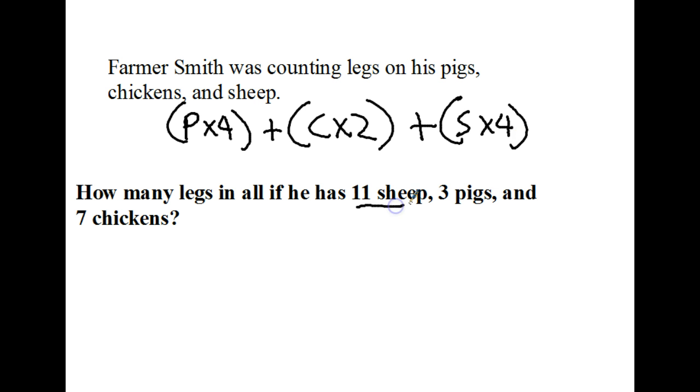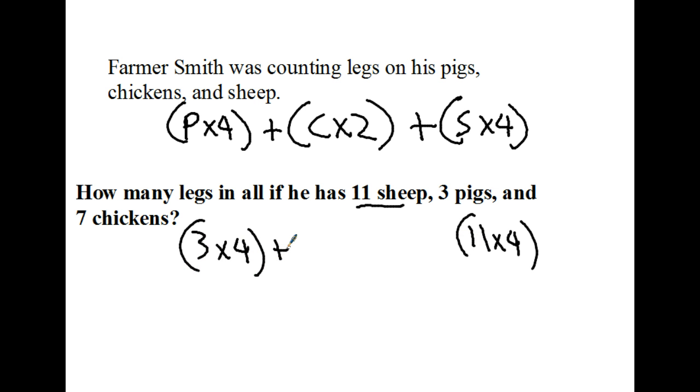He has 11 sheep, so over here we got 11 times 4. And he's got 3 pigs, so 3 times 4 here. And he's got 7 chickens, so this would be 7 times 2 right here in the middle.